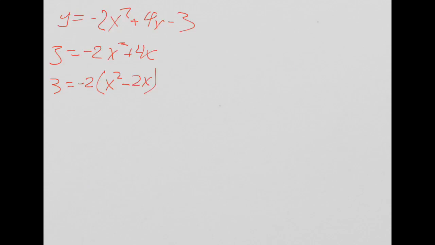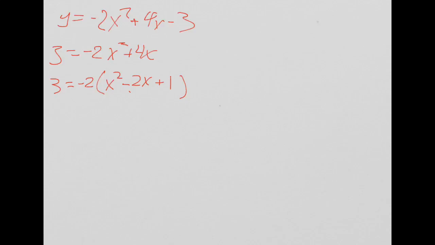And now let's look inside those parentheses and think about what we need to add to complete the square for x squared minus 2x. Well, again, it's going to be half of negative 2 squared. So in this case, half of negative 2 is negative 1. Square it is positive 1.